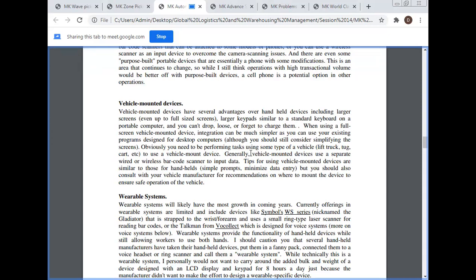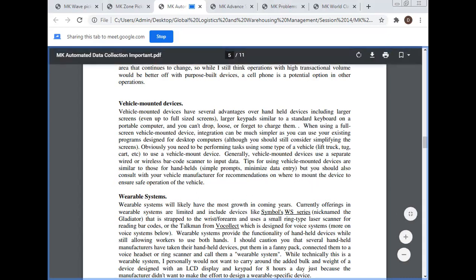Obviously, you need to be performing tasks using some type of vehicle to use a vehicle-mounted device. Generally, vehicle-mounted devices use a separate wired or wireless barcode scanner to input data. Tips for using vehicle-mounted devices are similar to those for handhelds, but you should consult your vehicle manufacturer for a recommendation on where to mount the device to ensure safe operation of the vehicle.